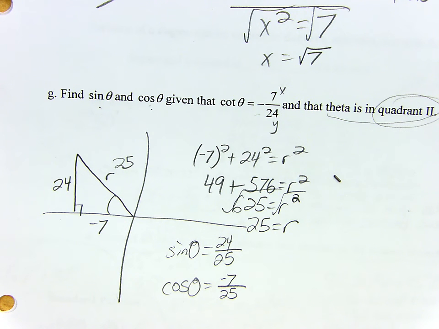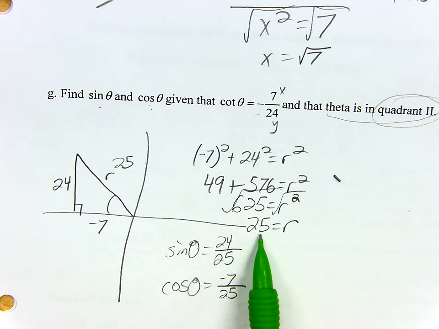How did everybody do? Check and see if you got the same things I got for sine and cosine. How did I know that this was going to be the positive value? Why didn't I do negative?